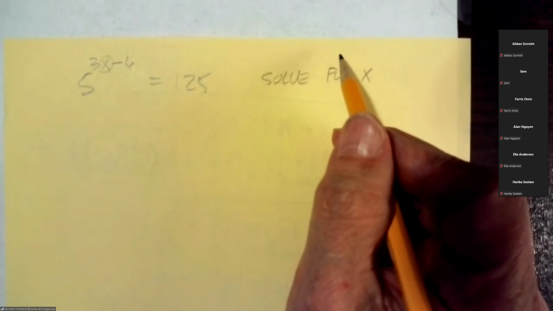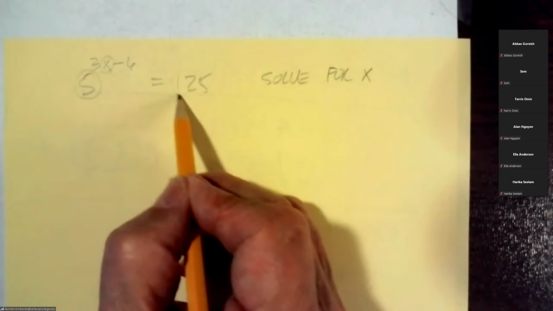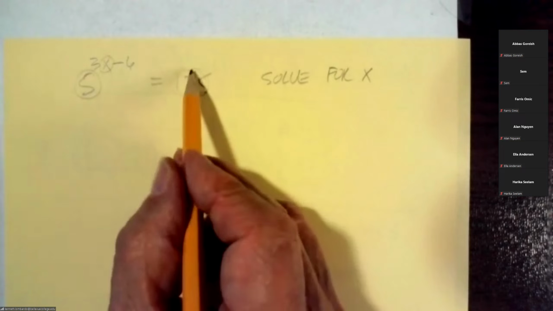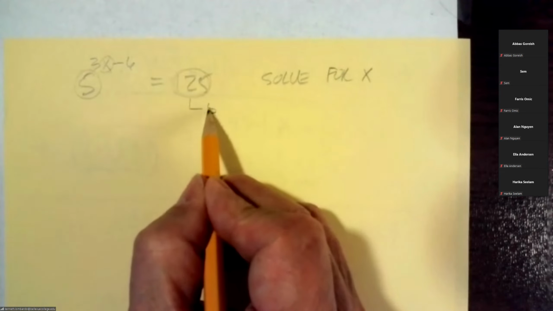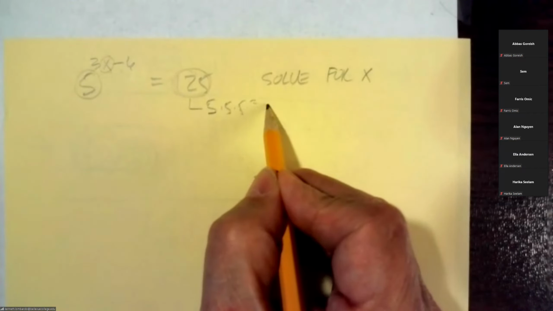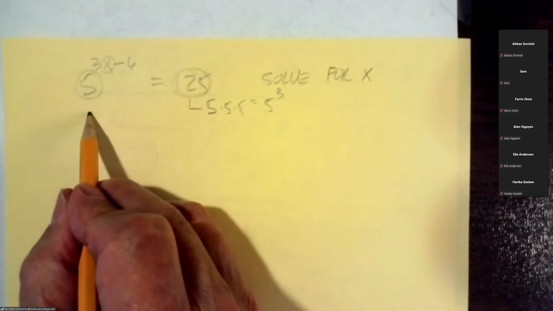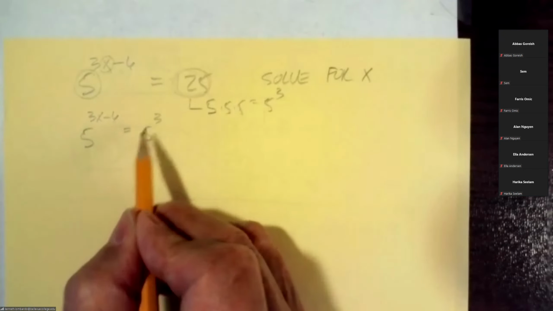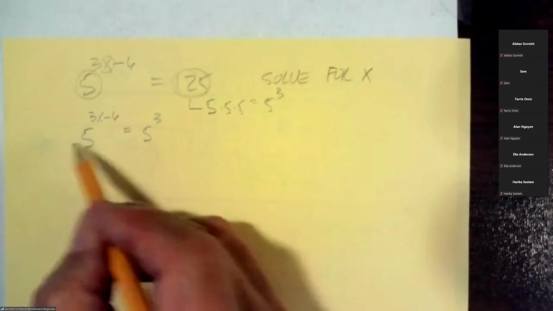So when I'm solving for x, if I have the same base here and here, then I can set the exponents equal to each other. So I say, well, is there any way I can convert this to a base of 5? Well, 5 times 5 times 5, that's 25 times 5, that's 125. So that's 5 cubed, isn't it? So I can say 5 to the exponent 3x minus 6 equals 5 to the 3. Now, I could take the log base 5 of each side.